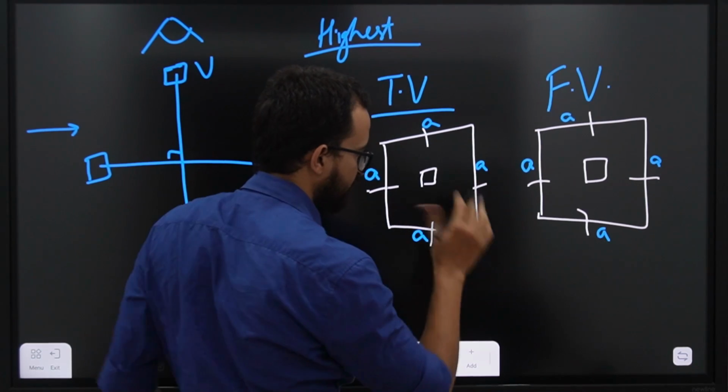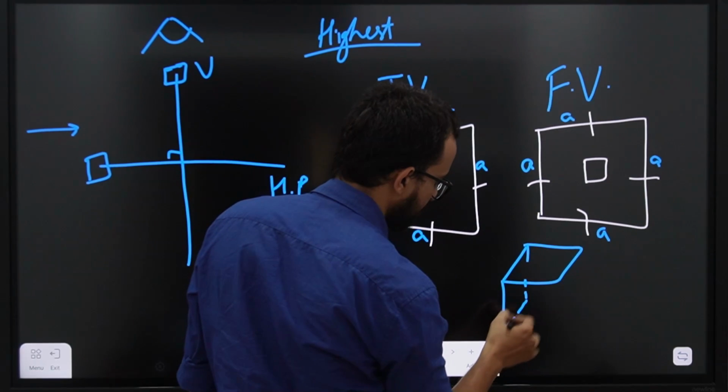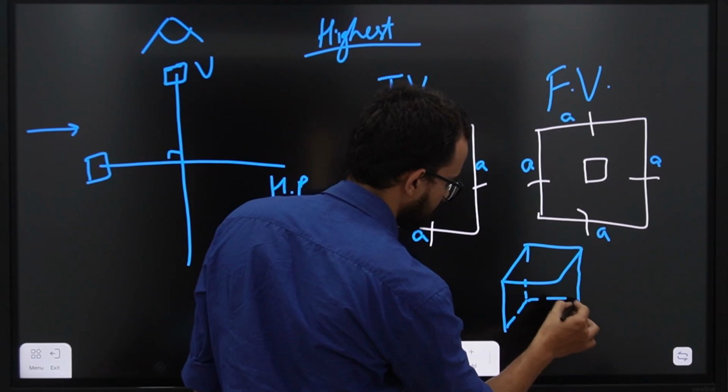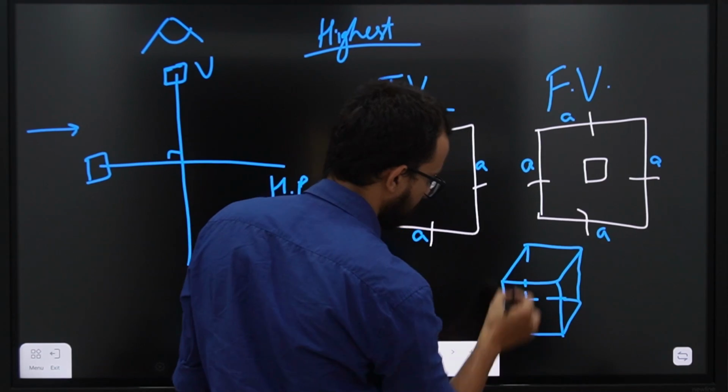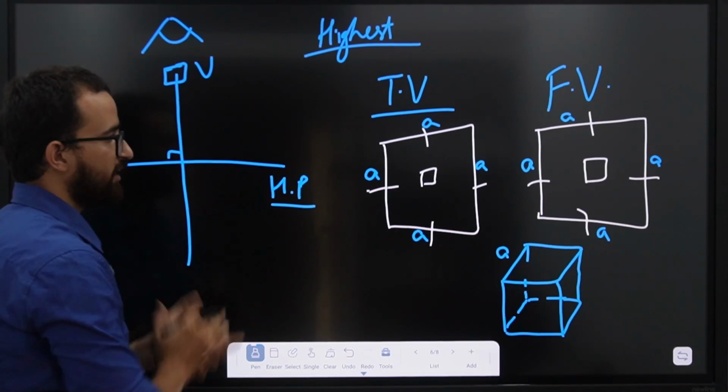So if you imagine this object in 3-dimensional, what you will see is that this is actually a cube, with the side A, right? Are you able to follow the line of thought?